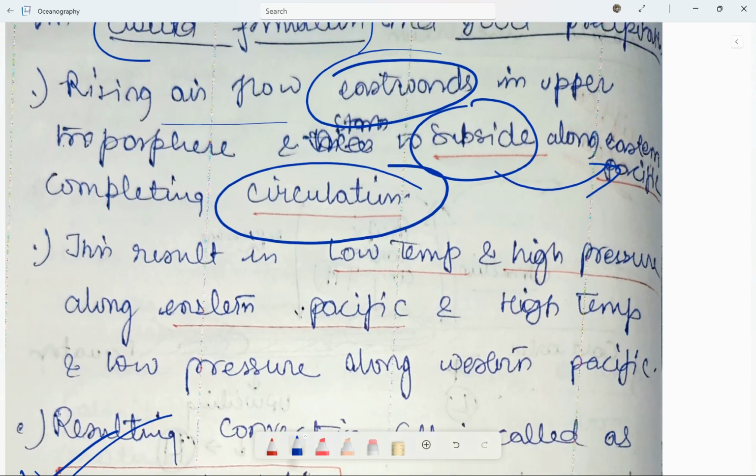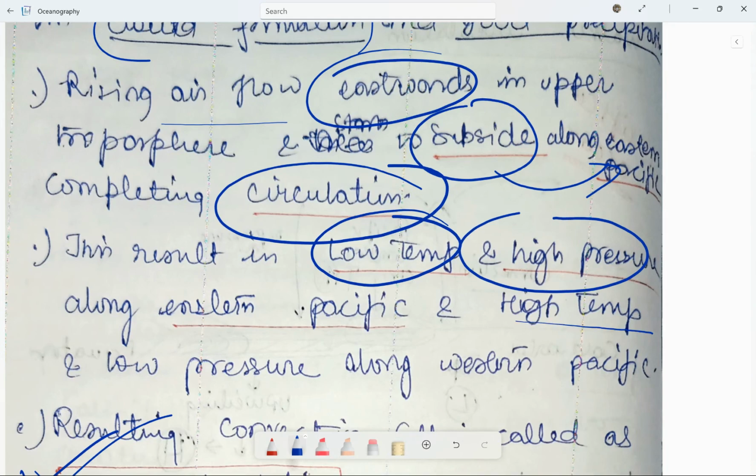Now इससे क्या होगा, लो टेम्परेचर और हाई प्रेशर बनेगा कहाँ पर, ईस्टर्न पैसिफिक पे, और हाई टेम्परेचर और लो प्रेशर बनेगा वेस्टर्न पैसिफिक पे.